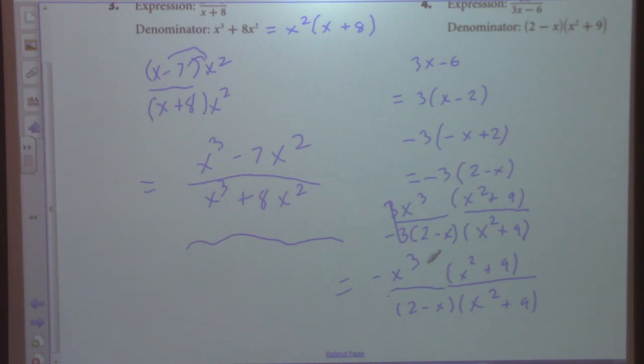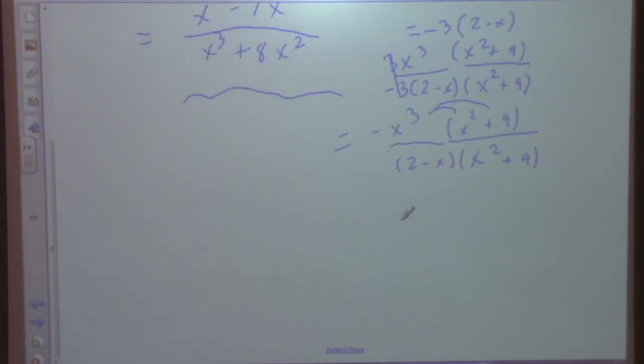And then we can distribute these things in the numerator. When we do that, we have negative x to the 5th minus 9x cubed over 2 minus x times the quantity x squared plus 9.